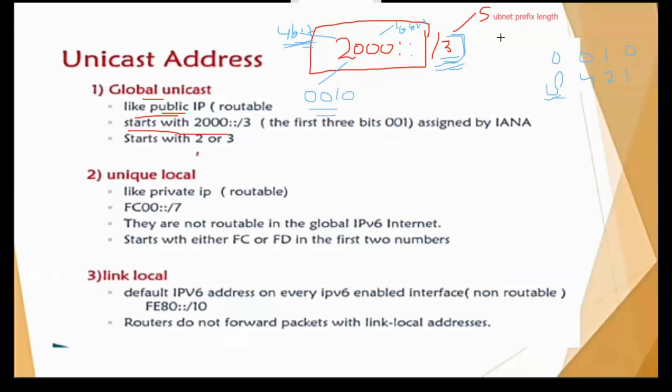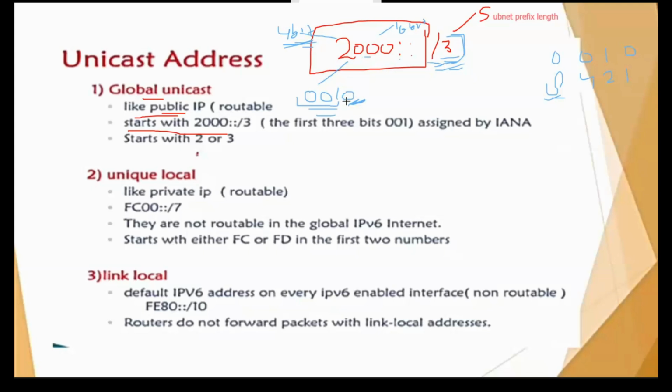So according to the subnet prefix length, for a public IP address, we can't change the starting 3 bits. So when we can't change that, which value can we change? This value we can change, and after that all the values we can change, all the remaining fields. Any value we can assign there. But the starting 3 bits we can't change.